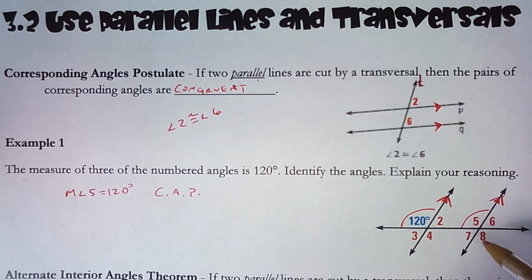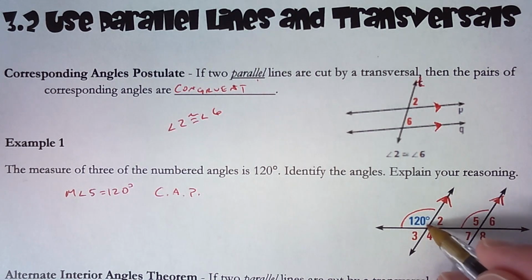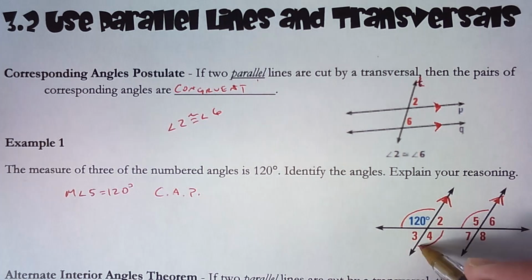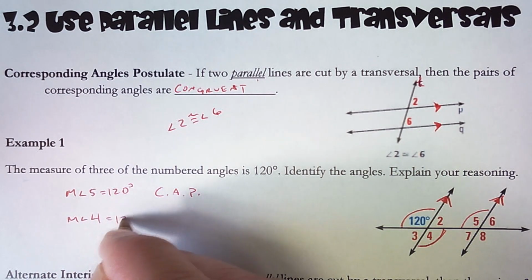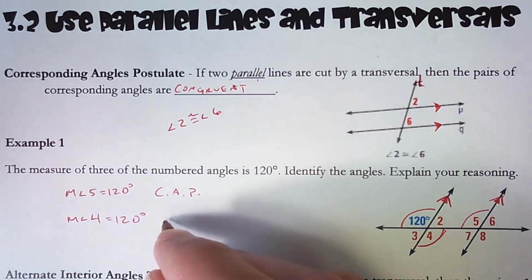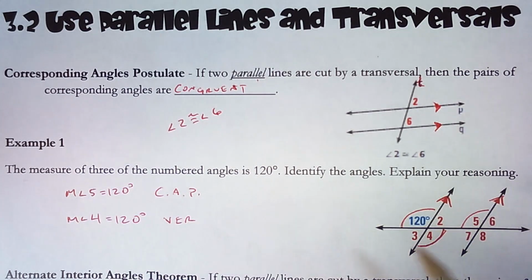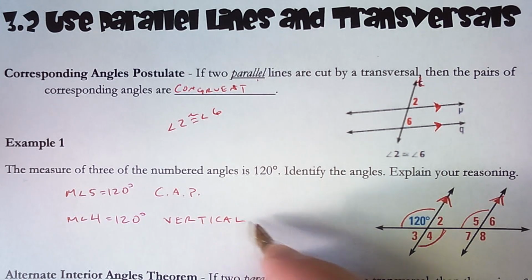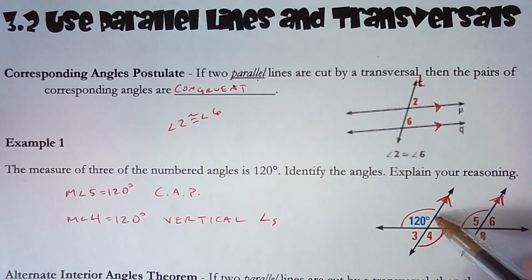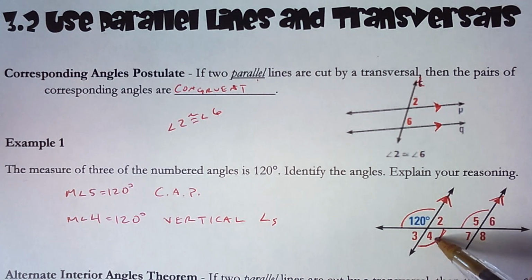Okay, next I can say that angle 4 is right across from the 120, so it must also be 120 degrees. So the measure of angle 4 is 120 degrees. Why? Because it is a vertical angle to the 120. So I'll say my reason is vertical angles. Okay, vertical angles are always congruent.